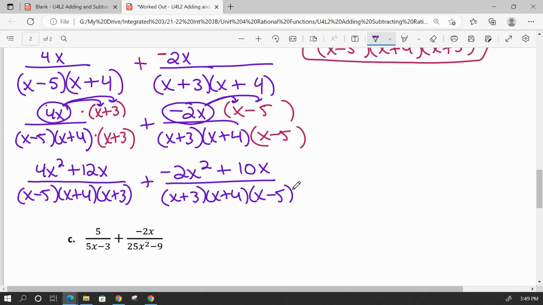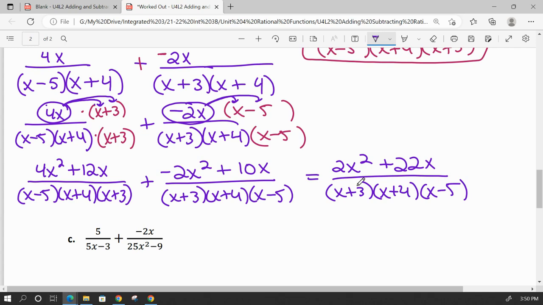All right, do we now have the same denominator? Yes, we do. It might not be in the same order, but they are the same three factors. So once you have that common denominator, add your numerators. So we've got a 4x squared and a minus 2x squared. So when I combine those, I get 2x squared. I've got a positive 12x and a positive 10x. When I put those together, I get a positive 22x. My denominator will be the same, but I only need one of them now. Again, it doesn't matter what order you put these in, as long as you have an x plus 3, an x plus 4 and an x minus 5. So this is our simplified answer.